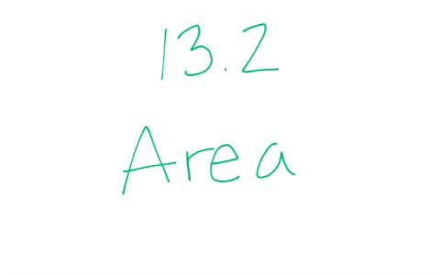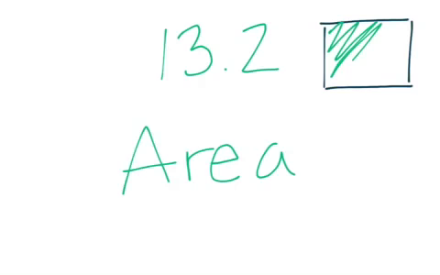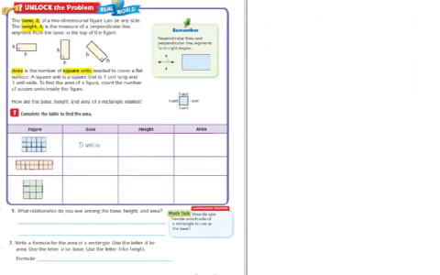Today we're going to talk about 13.2, which is talking about area. Now, like I talked about yesterday in class, our perimeter is like our fencing that's on the outside of our backyard. Our area is all that space on the inside. So our formula for our area is going to be different than our formula for our perimeter. Let's go ahead and take a look.